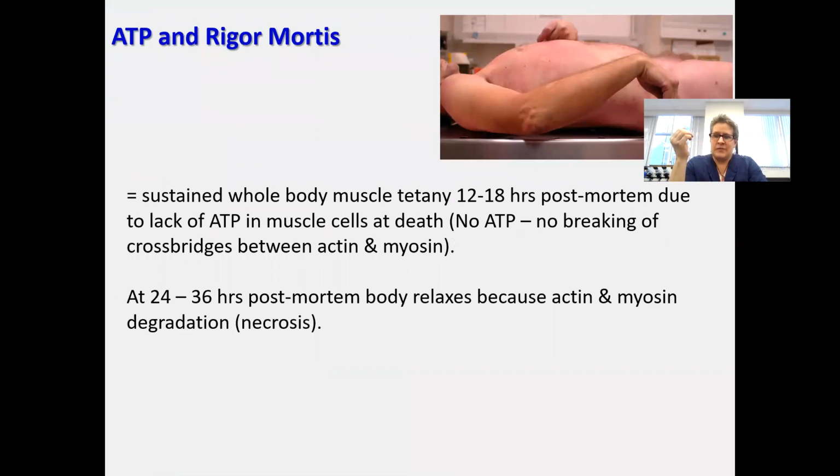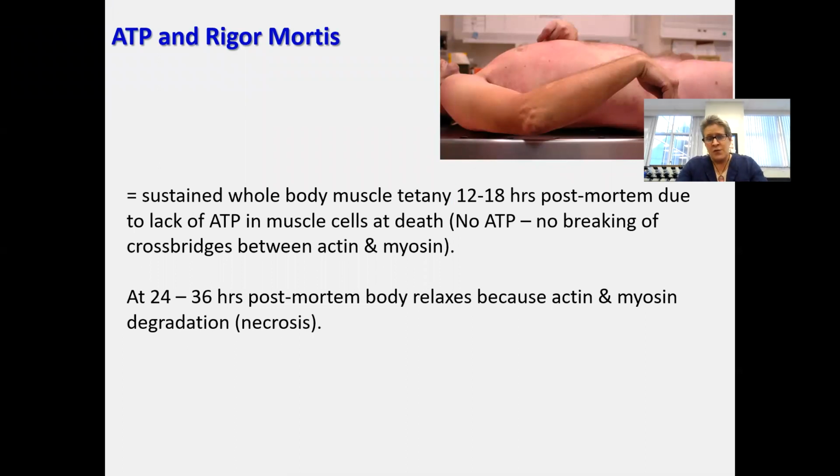At the time of death, when cells die, sometimes muscles go through agonal movements, little contractions. And so that means there's going to be some cross bridges between myosin and actin at the moment of cell death. And at cell death, cells aren't producing any more ATP. So whatever cross bridges remain between actin and myosin, they can't be broken. So those muscle fibers remain in a contracted or tonic or muscle tetany state. So at the time of death, without ATP, the muscles lock up and the whole body goes into full muscle tetany about 12 to 18 hours after death.